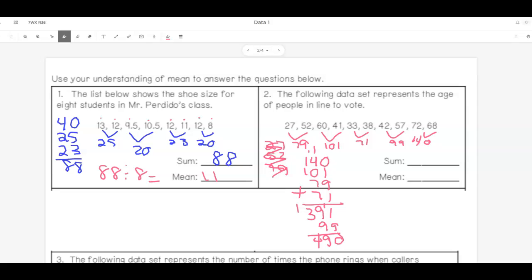Aiden, stop playing. Did you get your total when you added them up? Yep, you got it. Okay, once you get your grand total, divide it by the numbers in the set.